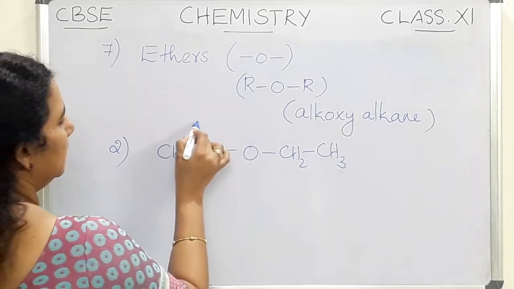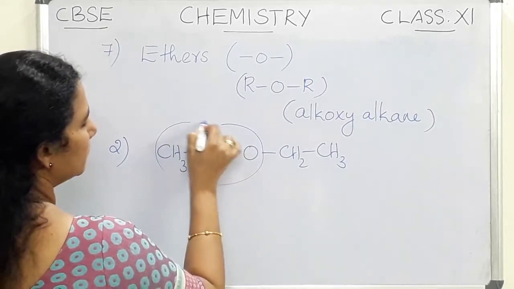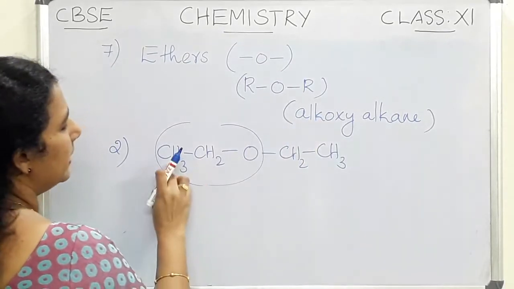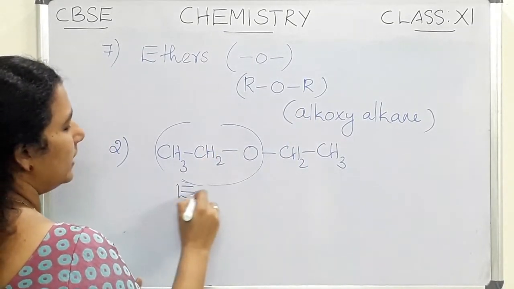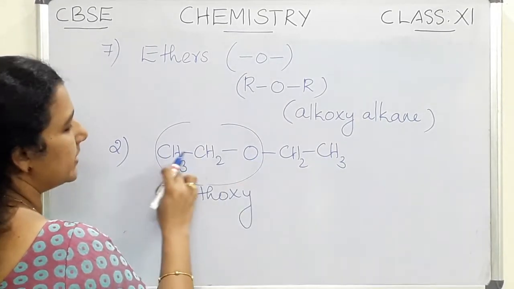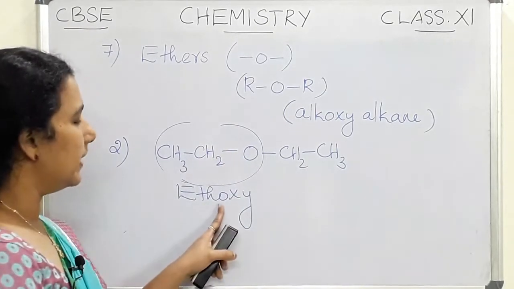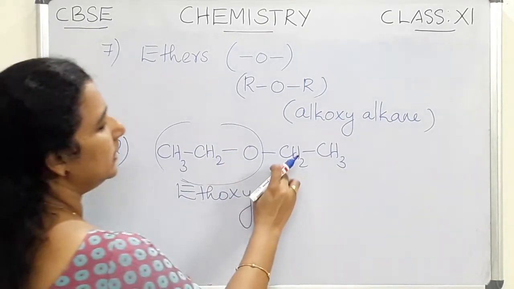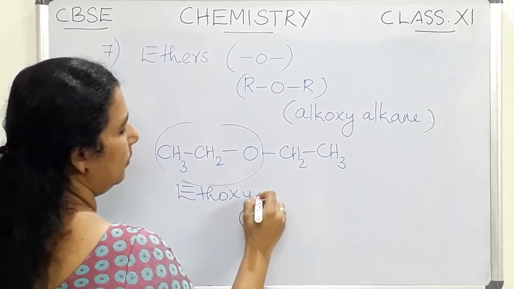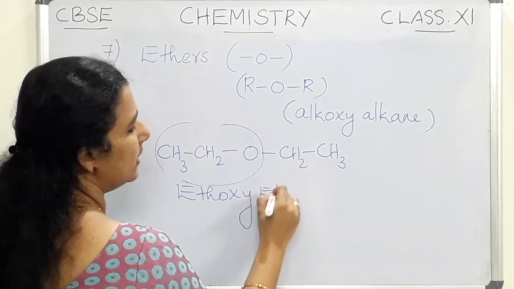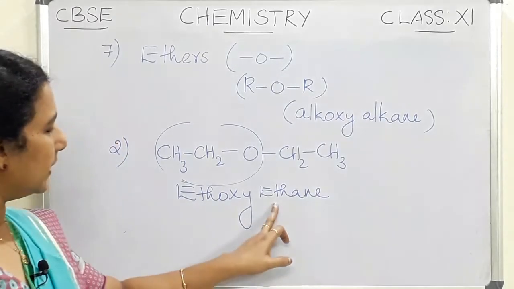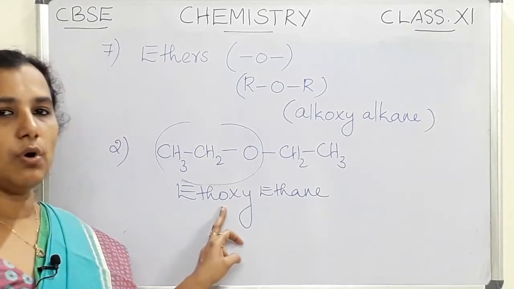So consider the first part, this side, as the alkoxy part. Alkoxy means here it is ethyl, so we can write ethoxy. So C2H5O or CH3CH2O is considered as ethoxy. Then the other part again has an ethyl group, with two carbon atoms, so the alkane part is ethane. So the IUPAC name is ethoxyethane.